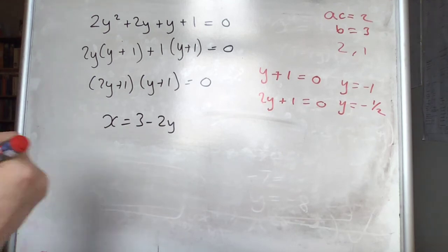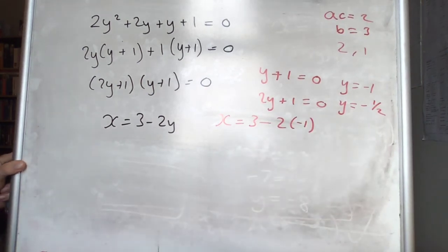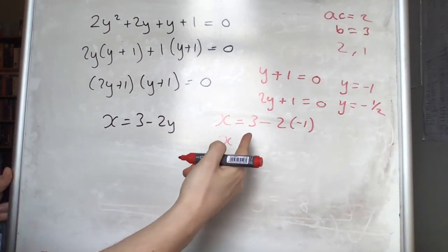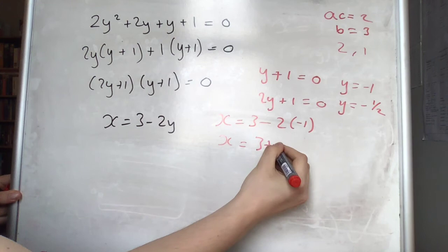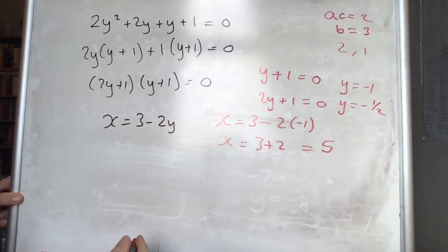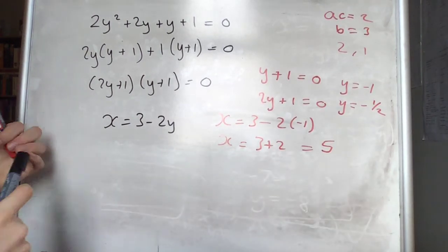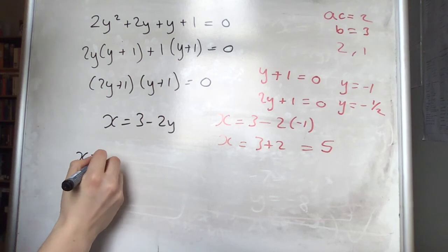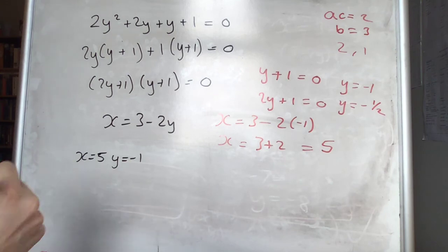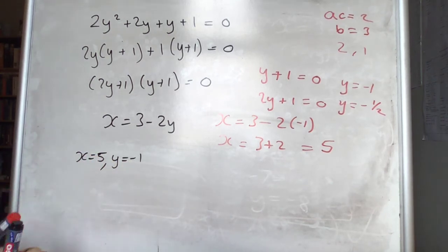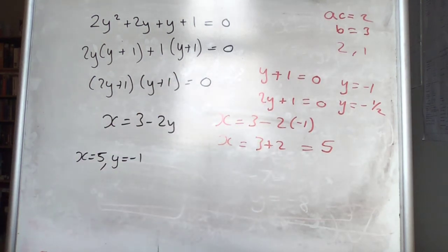So our first one would be x equals 3 minus 2 times -1, and 3 minus 2 times -1 is going to be plus 2. So we're going to have 3 plus 2, which is equal to 5. And remember, this corresponds to our value of -1. So down here, we can say that x equals 5, y equals -1. That's our first group of solutions. And remember, you've got to make sure that you group together the right x value and the right y value, otherwise you're going to get the wrong answer.